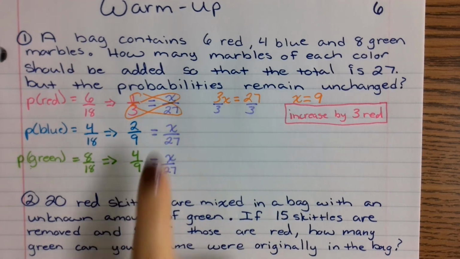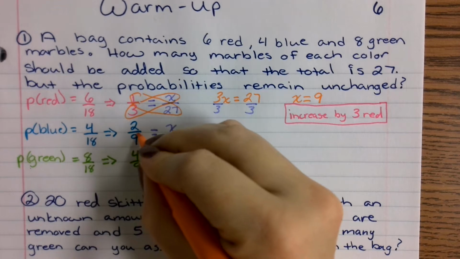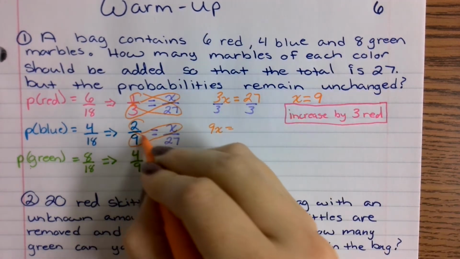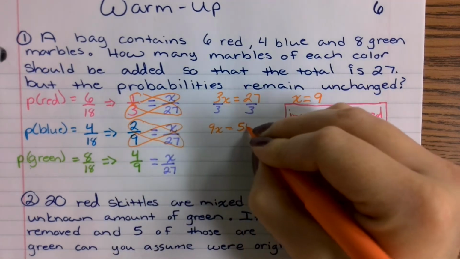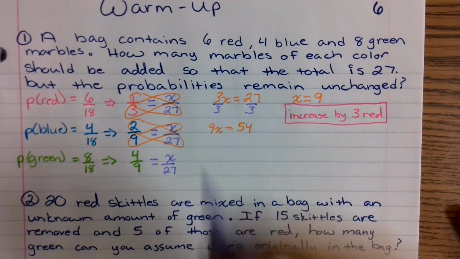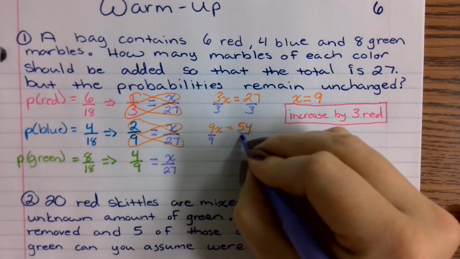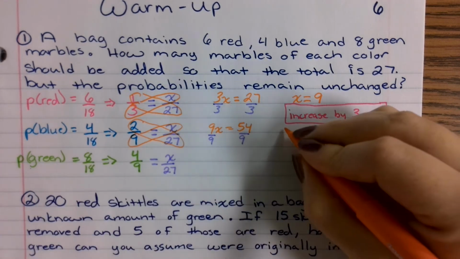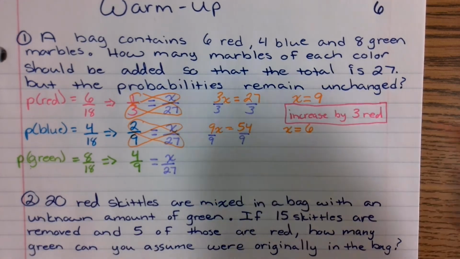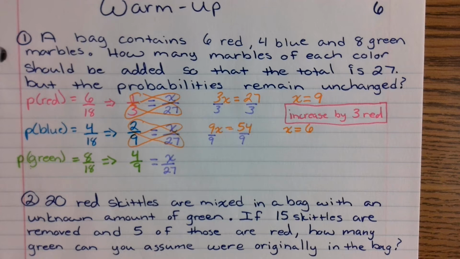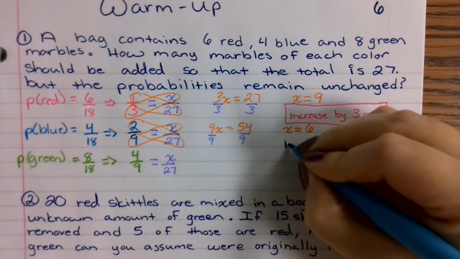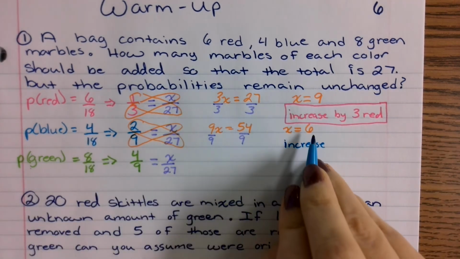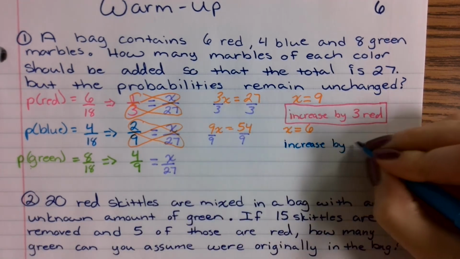Okay, doing the same thing for my blue. 9 times x gives me 9x. 2 times 27 gives me 54. I need to solve by dividing both sides by 9. And here, instead of having 4 blue, I now need to have 6 blue. So that means that blue had to increase by 2. To go from 4 to 6, it's an increase by 2 blue.